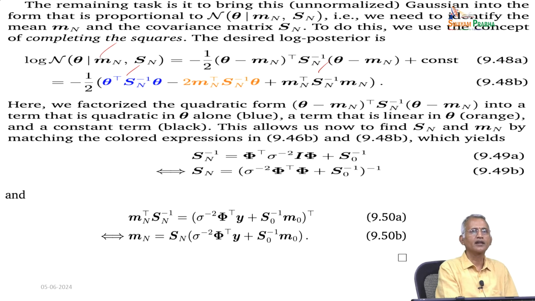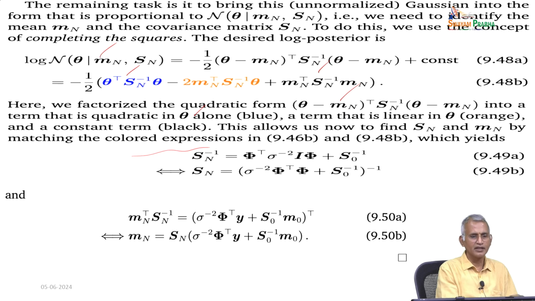Here we factorize the quadratic form (theta minus mn) transpose Sn inverse (theta minus mn) into a term that is quadratic in theta alone, which is represented in blue, a term that is linear in theta, which is orange, and a constant term, which is black. So, this allows us now to find Sn and mn by matching the colored expressions in 46b and 48b.